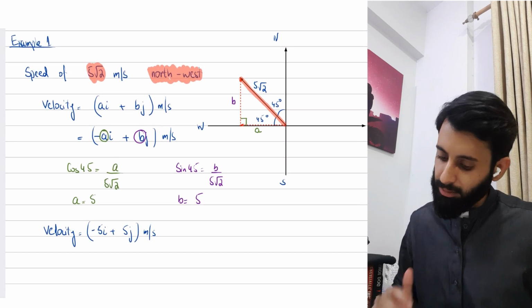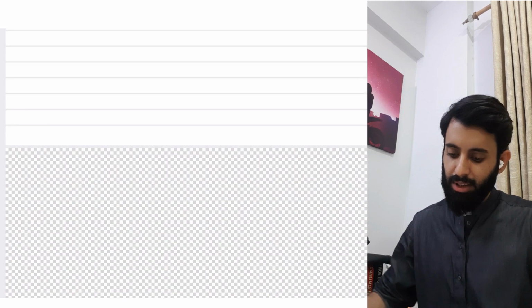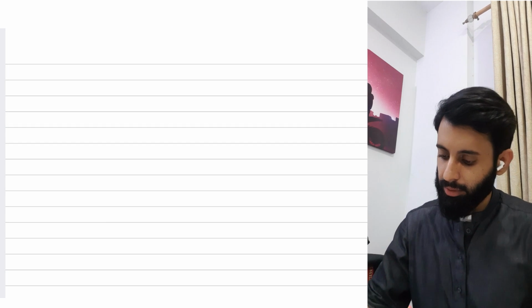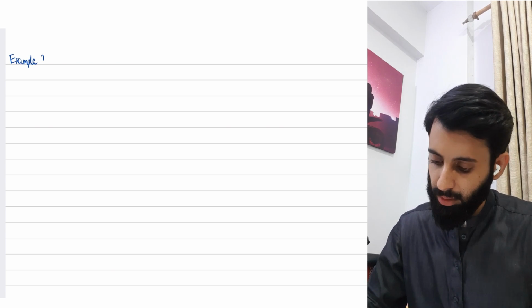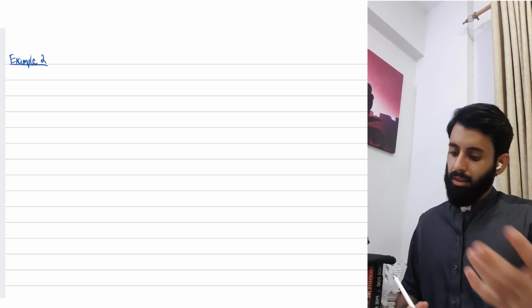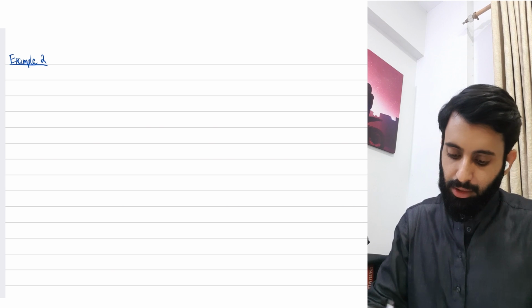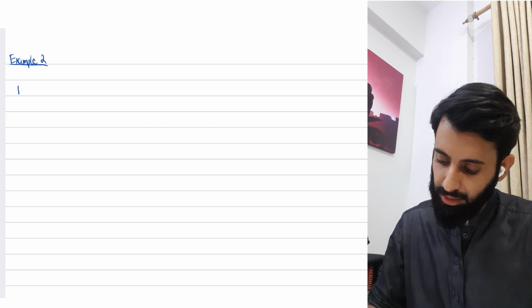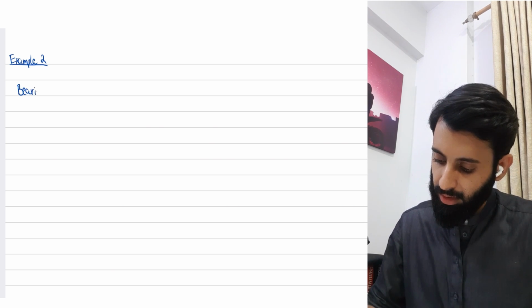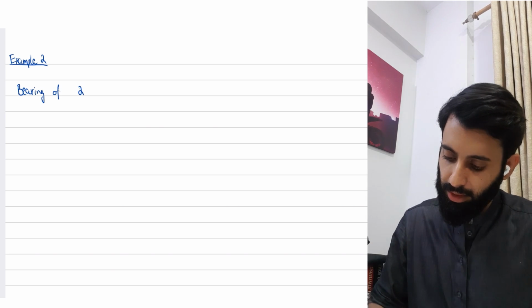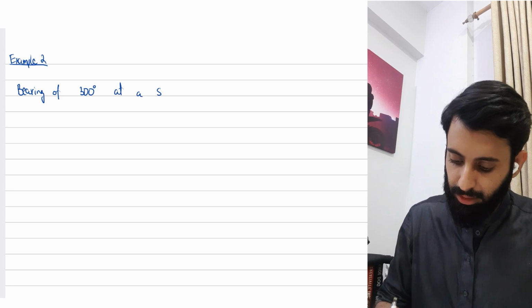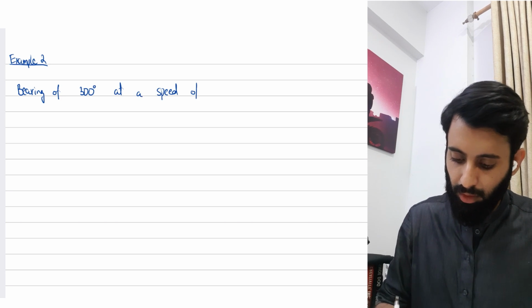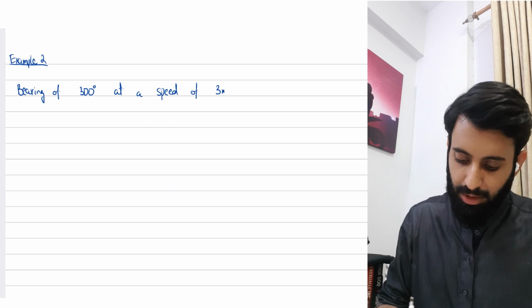So that's one example, and I'm going to do another example, and this time we're going to resolve velocity with the help of bearing. And yes, bearing is also something that you may be tested on. So let's say you have an object that's headed on a bearing of, let's say, 200. In fact, let's not take 200. Let's say 300 degrees at a speed of, let's say, 3 meters per second.